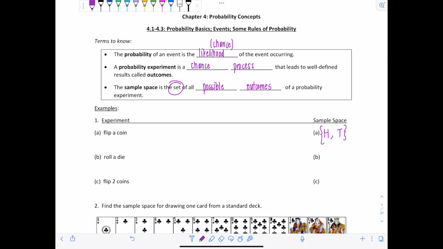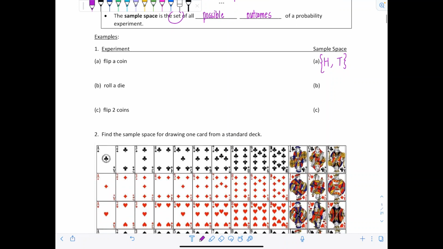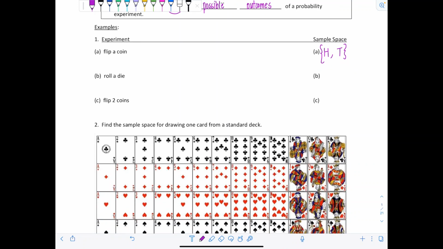Okay, next probability experiment we're going to consider is rolling a die. We'll just roll a regular fair die, 6 sides. And so it could land on any number 1 through 6. And I'll list each of those in my sample space: 1, 2, 3, 4, 5, and 6.